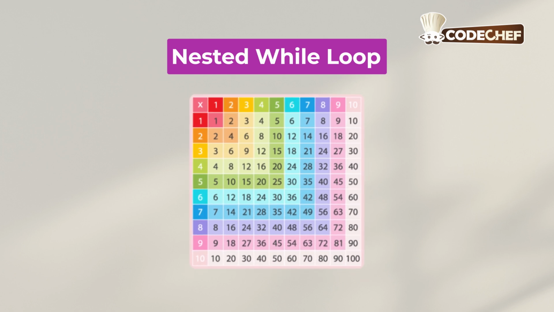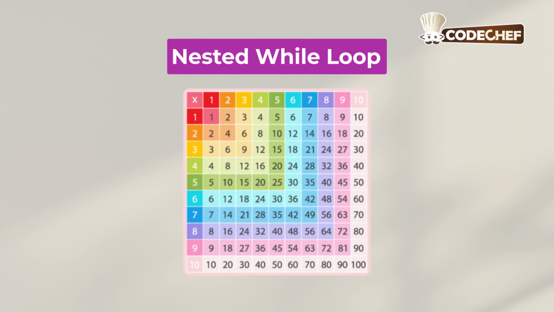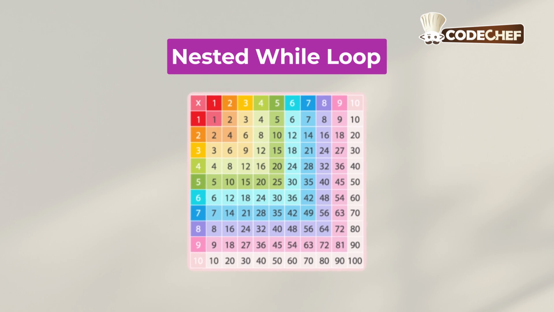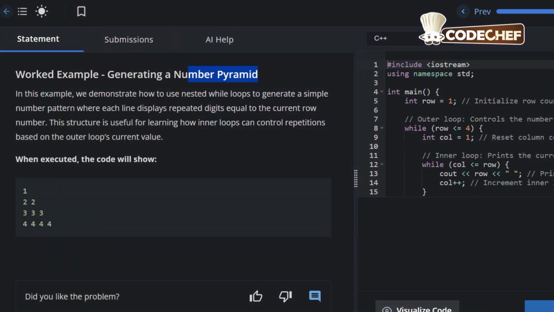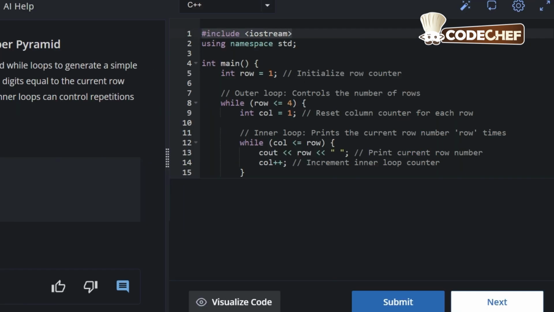Now let us go to the CodeChef platform to see an example of nested while loop in C++. Here, the program objective is generating a number pyramid and the expected output is 1, 2 2, 3 3 3, 4 4 4 4. Coming to the code, #include <iostream>, using namespace std;, then int main.